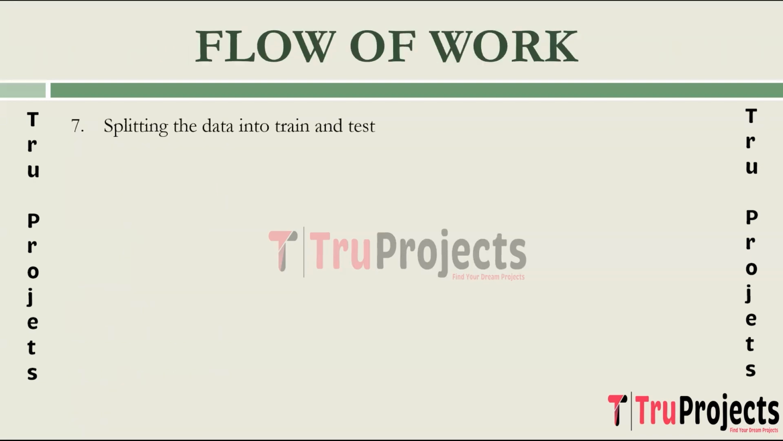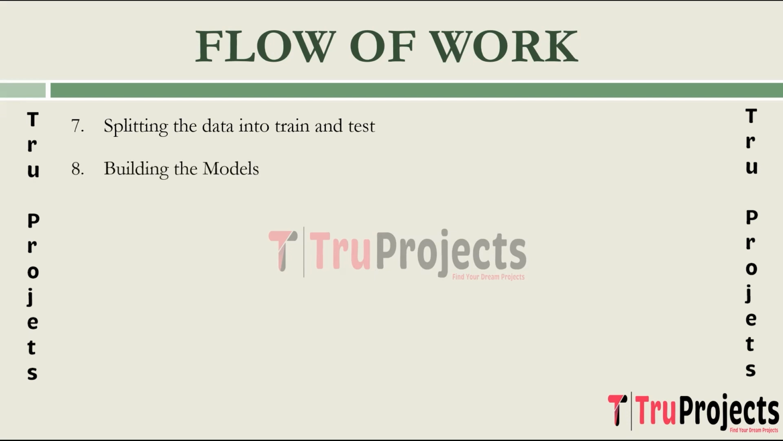The next step is splitting the data into train and test. The dataset is divided into two subsets, the training set and the testing set. In this step, the training set is used to train the machine learning models, while the testing set is used to evaluate their performance on the unseen data. This step ensures that the model performance generalizes well to new and unseen instances.